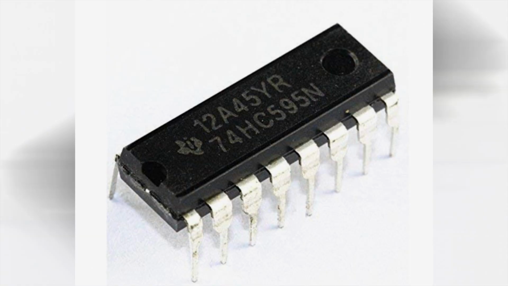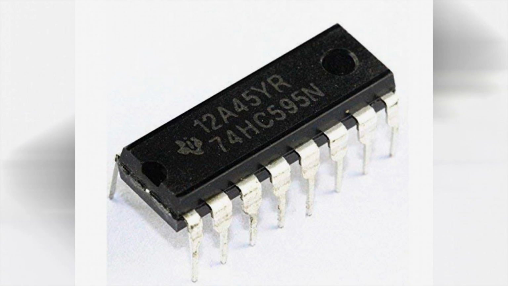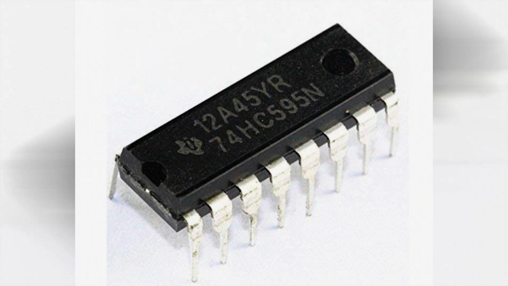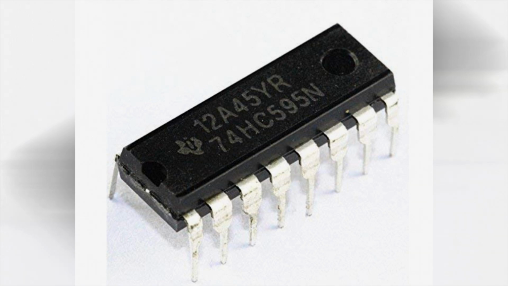We can solve this problem by using a serial to parallel converter IC. The one that we are going to talk about is 74HC595, that uses only 3 pins from the Arduino: one for data out, one for clock shift, and one for latch, in order to use with as many devices as we want. This is a serial to parallel converter. This converts a series of binary numbers into parallel.